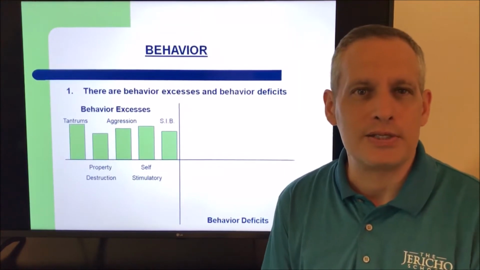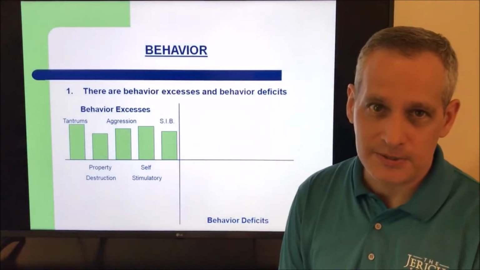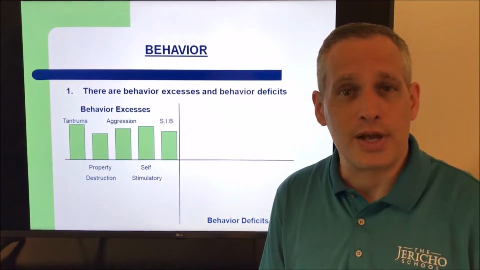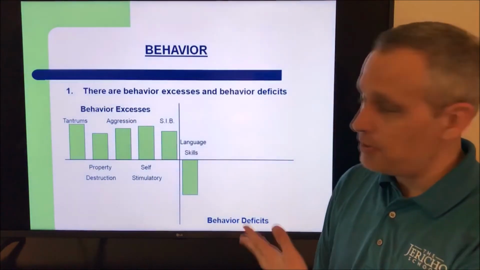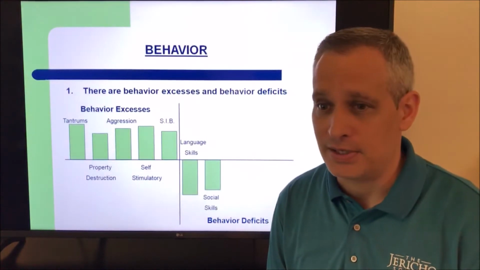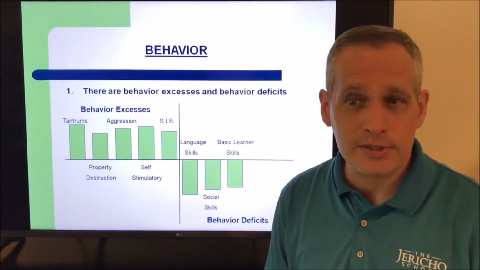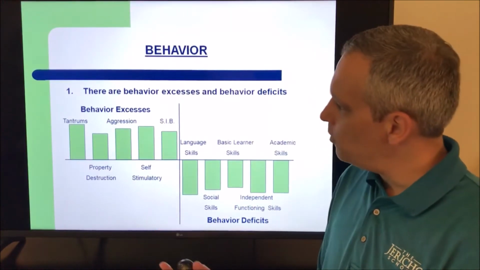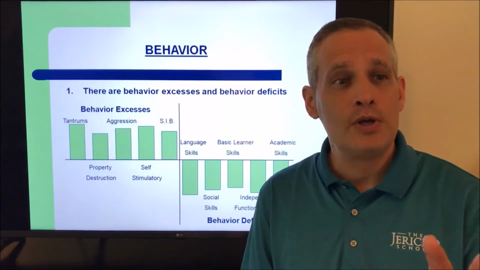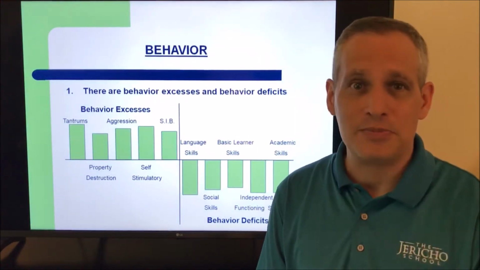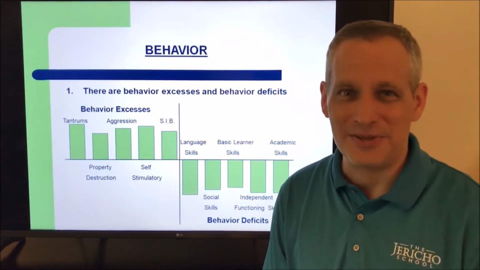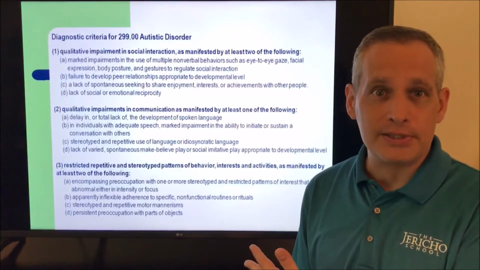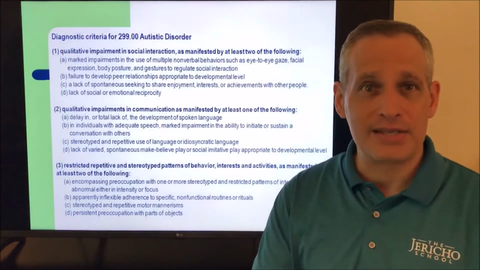benefit in working with children with autism is actually looking at the behavioral deficits, those behaviors that we don't see, right? Many of our children with autism have a severe deficit in language skills, but they also might have deficits in social skills, or basic learner skills, or independent functioning skills, or academic skills, right? And so this is how we look at a child with autism. If you took your child with autism to a doctor to get diagnosed, or re-diagnosed, and see if they still have autism, this is what they would look at, basically: a series of behavioral excesses and behavioral deficits.